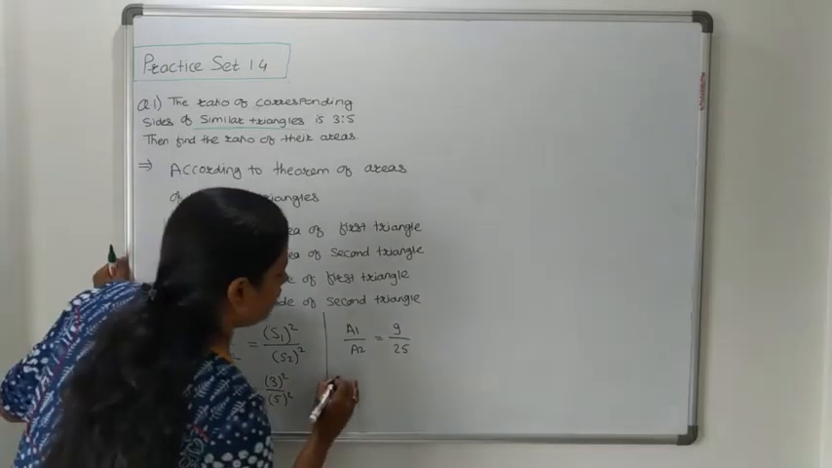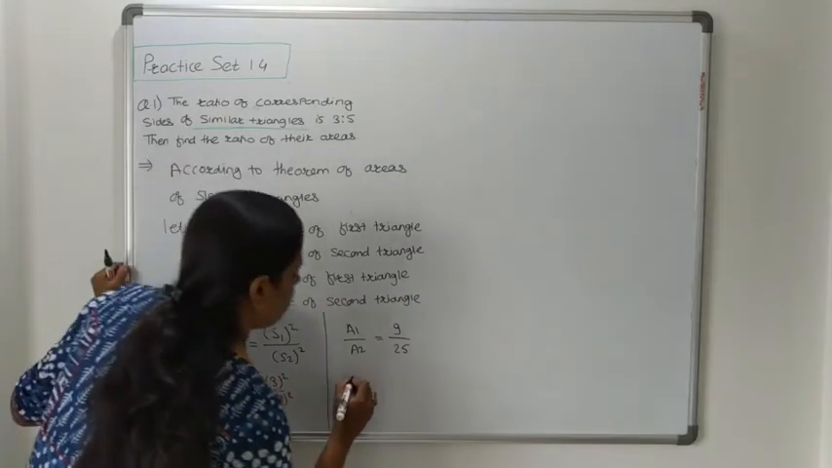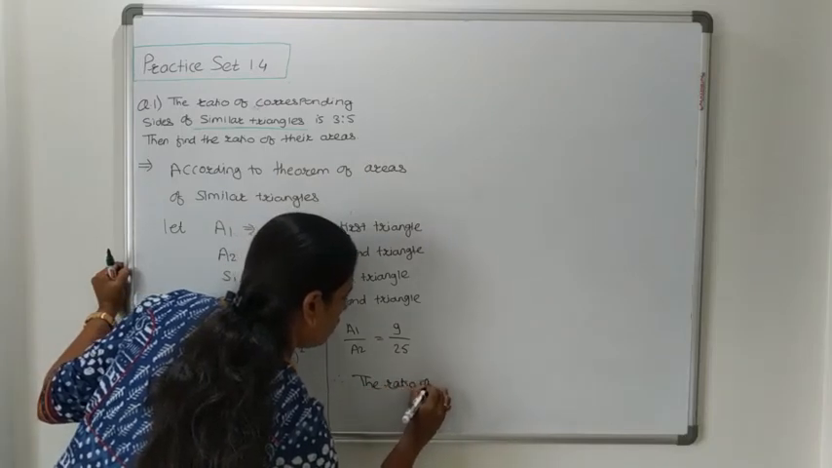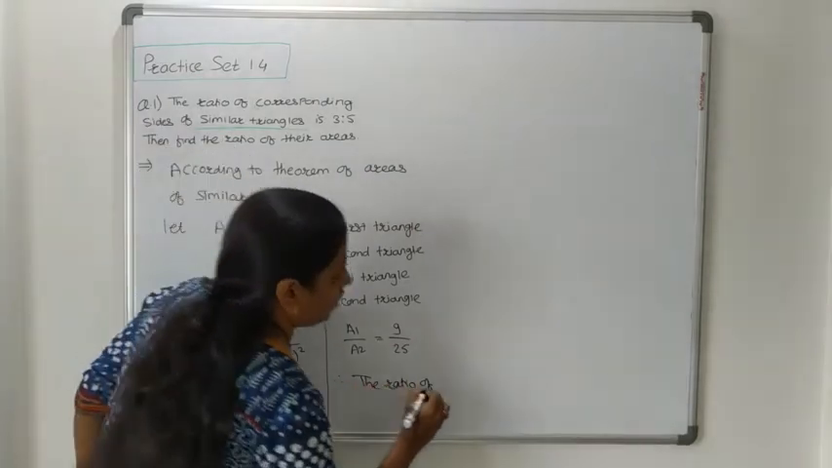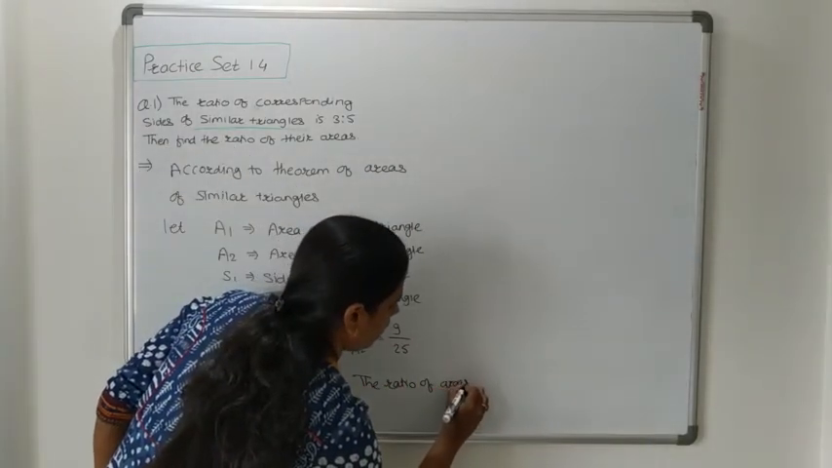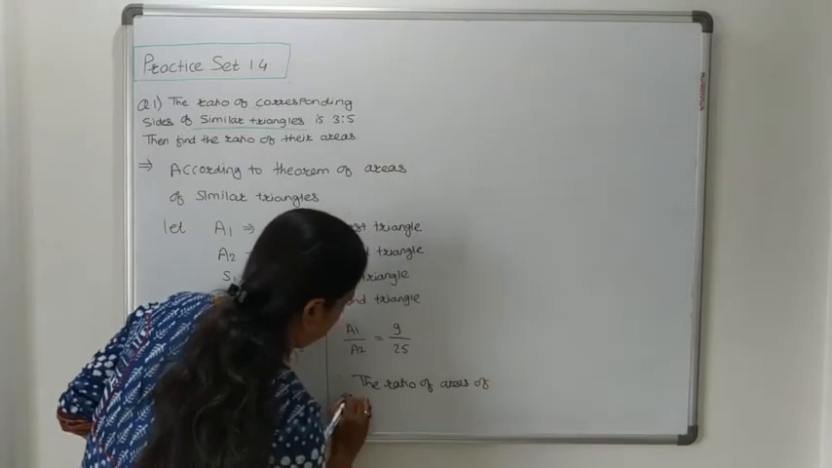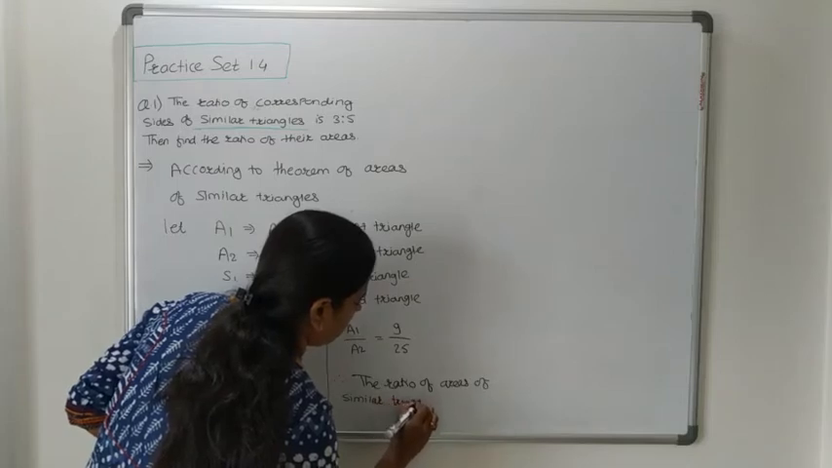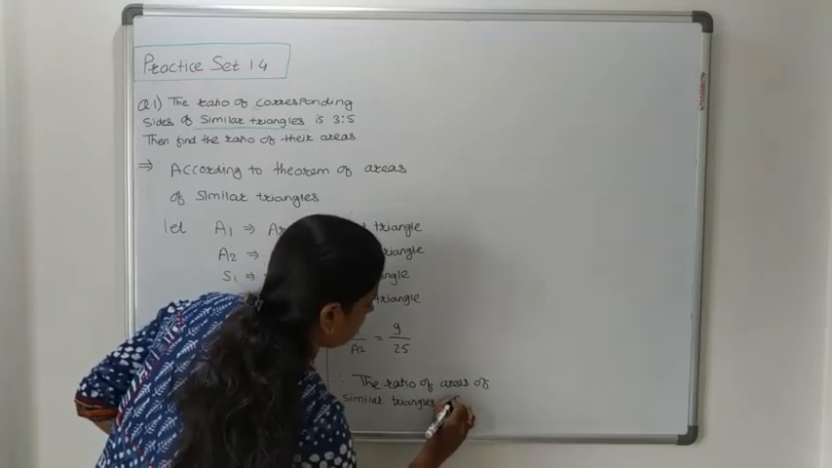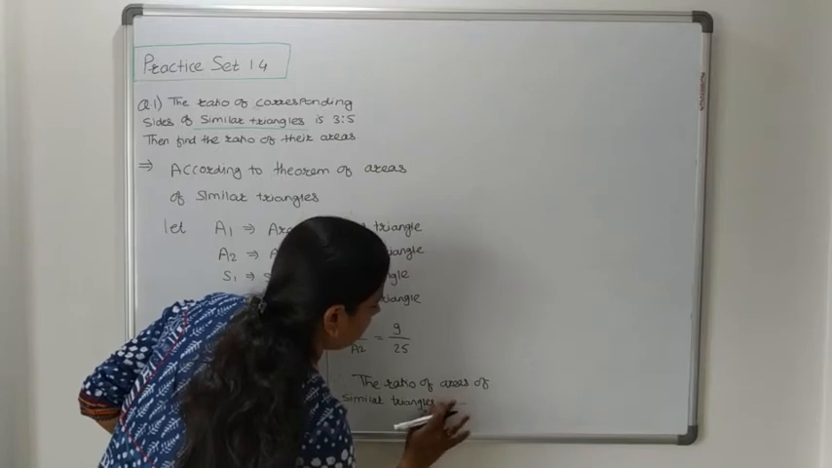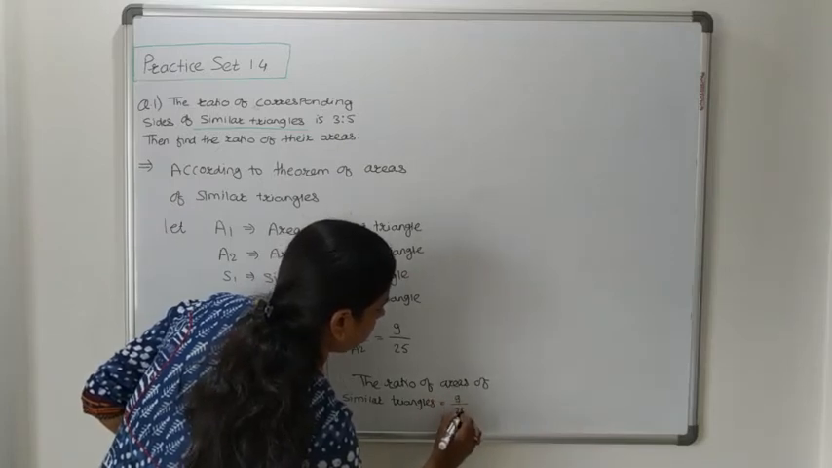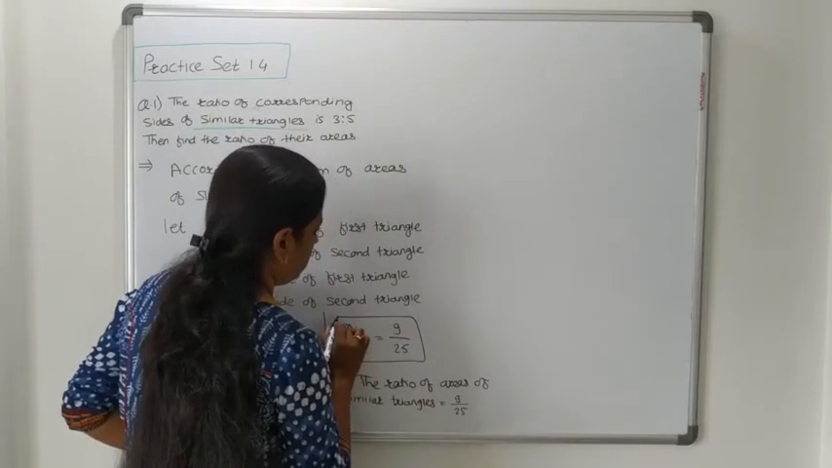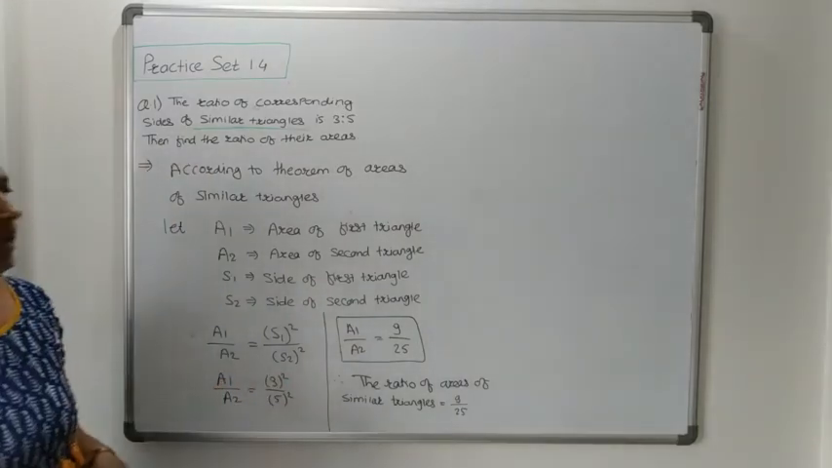So therefore write down here: the ratio of areas of similar triangles is equal to 9 upon 25. So this is your final solution. Clear? This is a very simple question. Now we have to solve the next question.